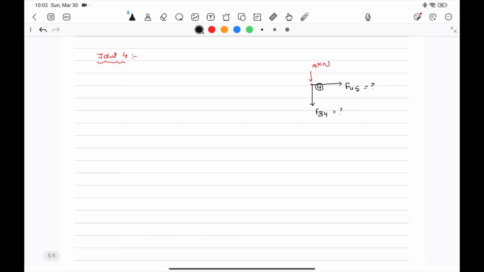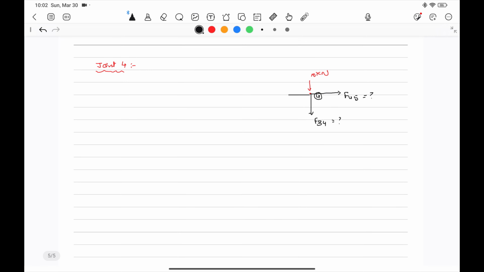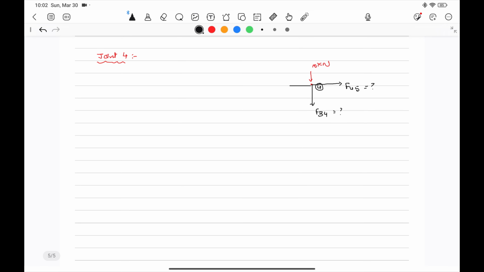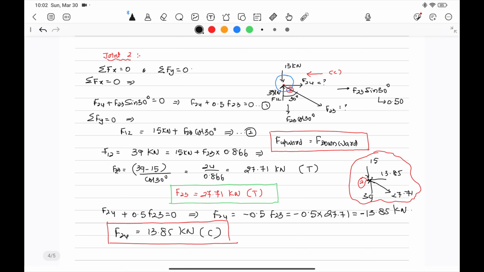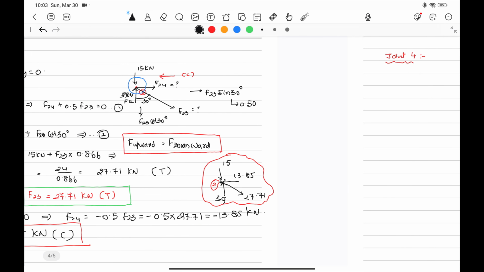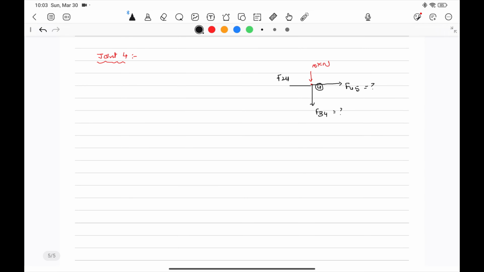And this force, what is that force? At the joint for force F24, what is that F24 we have found? It is a compression. Compression means towards the joint, 13.85. Please listen to me. This is towards the joint, 13.85 kilonewtons.